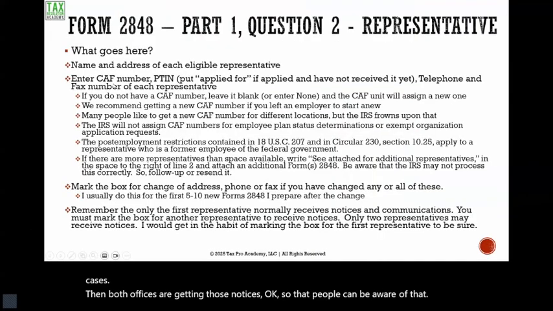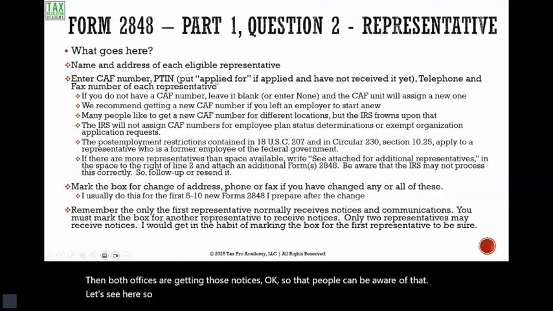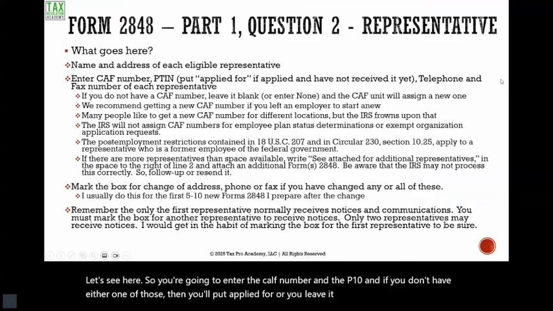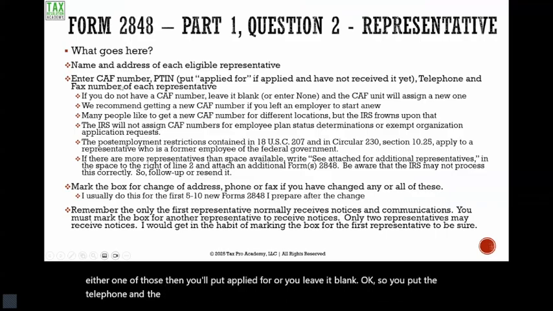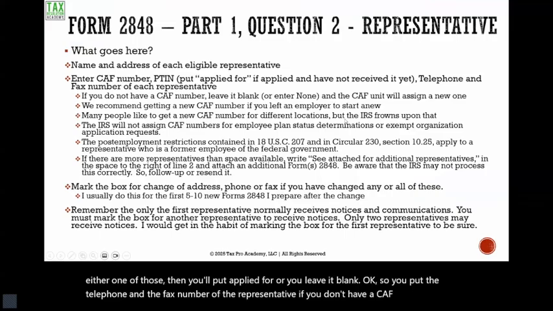Let's see here. So you're going to enter the CAF number and the PTIN, and if you don't have either one of those, then you put applied for or you leave it blank. Okay, so you put the telephone and the fax number of the representative. If you don't have a CAF number, leave it blank. They will assign one.